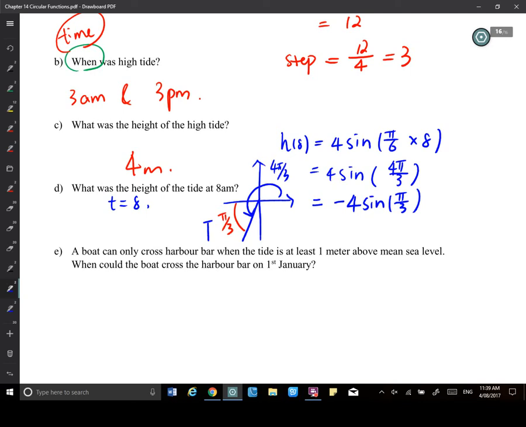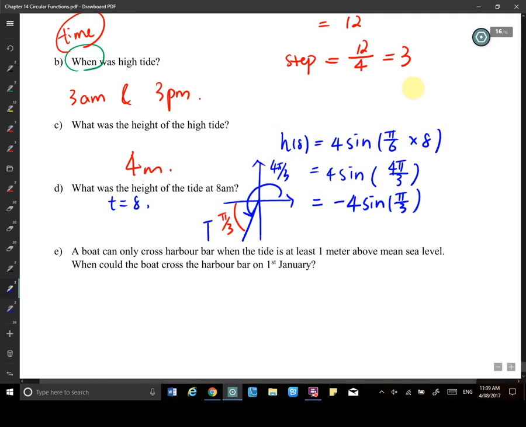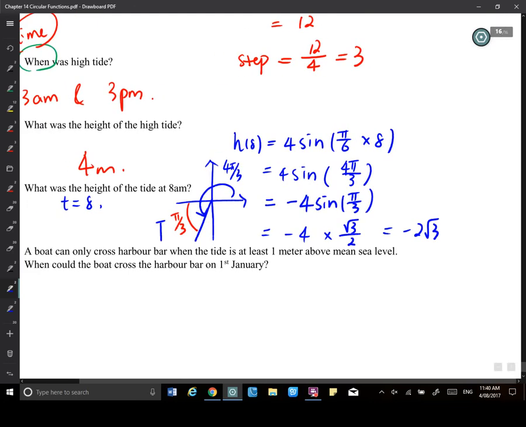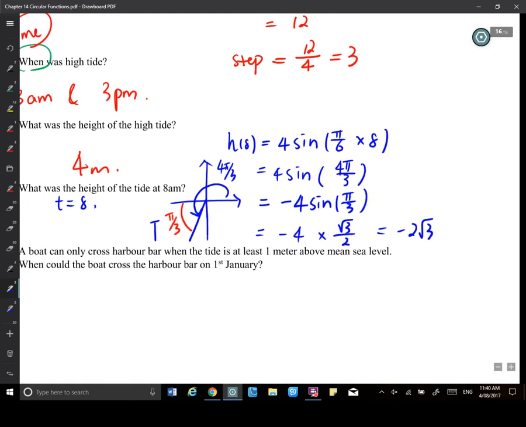So what is the answer for sine pi on 3? Root 3 on 2. So minus 4 times root 3 on 2, and I will have minus 2 root 3 meters. Okay, the height is minus 2 root 3 meters.